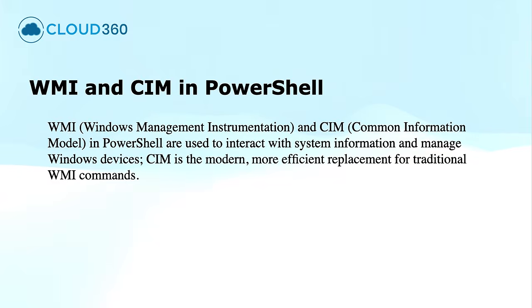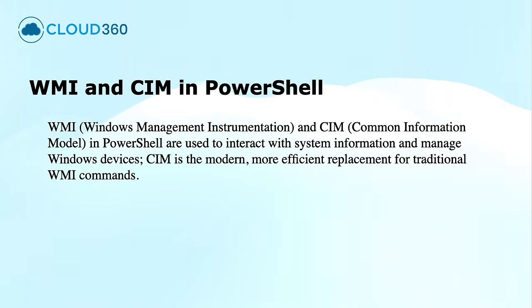WMI and CIM are the two techniques used for collecting system information, be it hardware, operating system, application, or network information. It is not only used to collect the information but also used for automation and change management. There are many use cases of WMI and CIM, like inventory management, system monitoring, configuration management, automation, and troubleshooting.